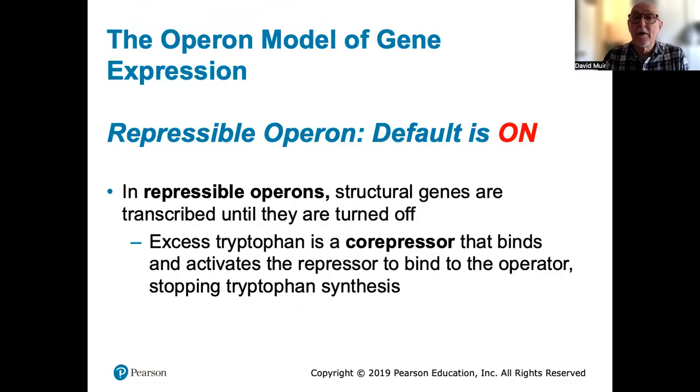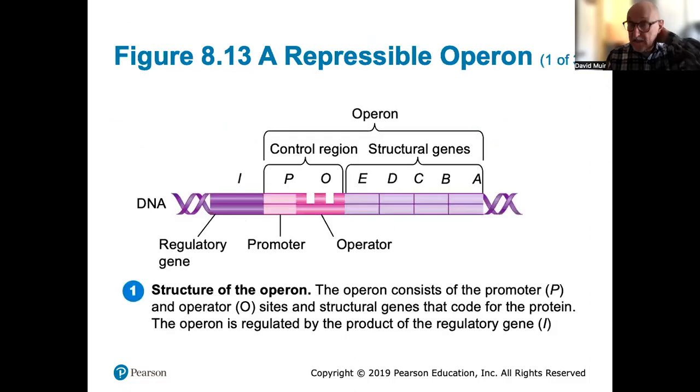The repressible operon, you'll see some similarities, but in the repressible operon, the default is on. So this is another very famous operon. This is the trp operon. And the trp operon operates using a system where the repressor is inactive until a certain substance is present, and then it is activated and switches the gene off. So this gene runs the whole time. It's on the whole time. It runs continuously until it is stopped. So here's the trp operon.